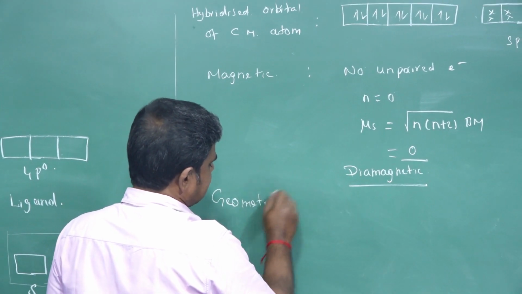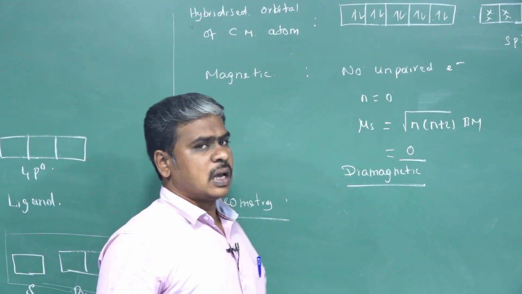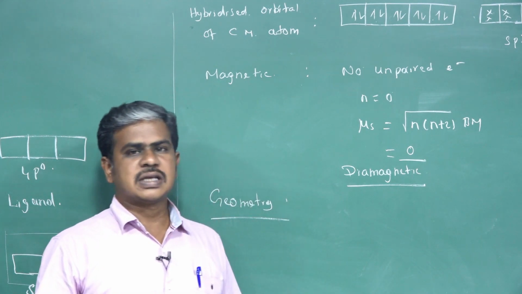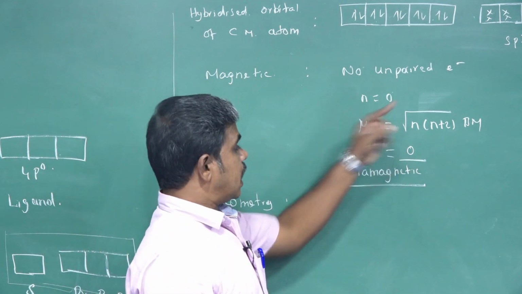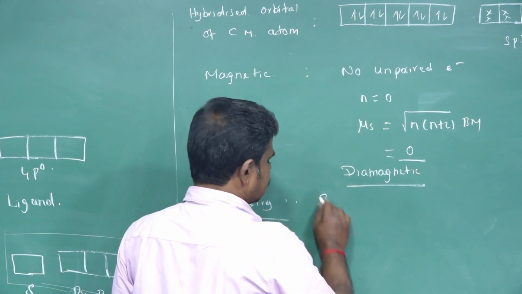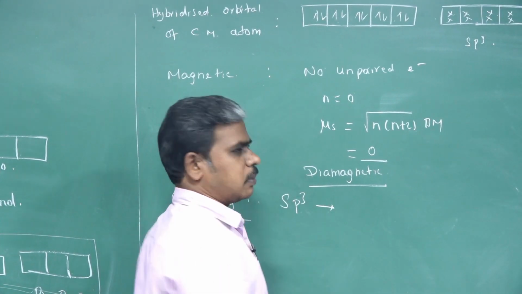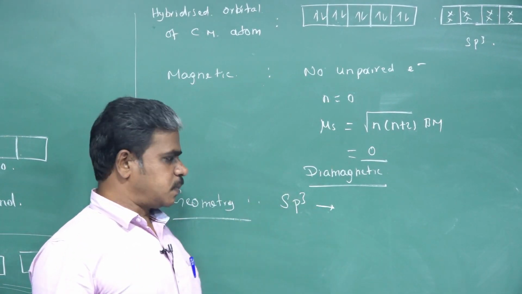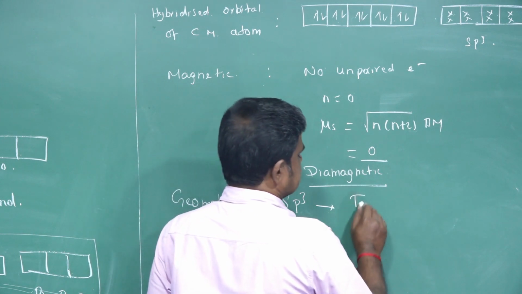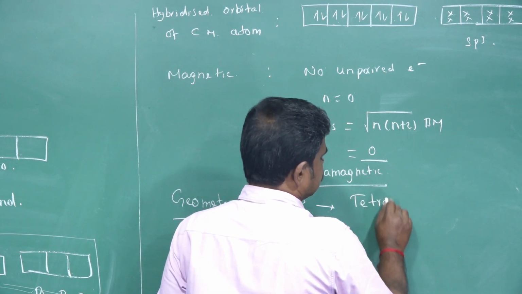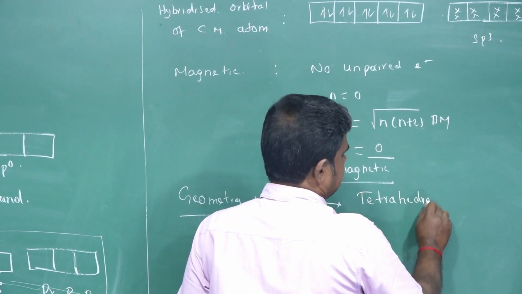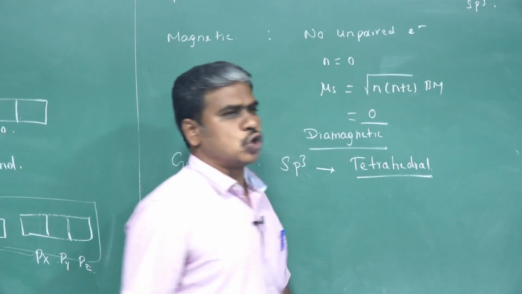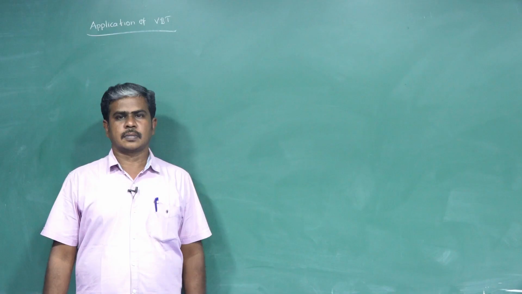Now we take the geometry. The geometry of a complex is identified by the hybridization. What is the hybridization? It is sp3 hybridization. If it is sp3 hybridization, then it is tetrahedral in shape. So the geometry is tetrahedral.